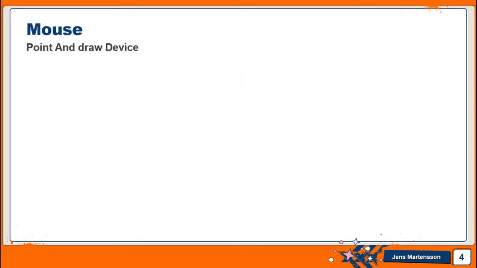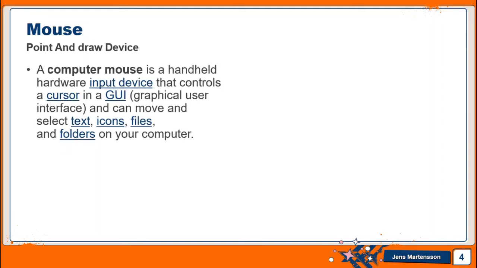Mouse. The mouse is a small device, a point and draw device. A computer mouse is a handheld hardware input device. Why? Because we can hold it in the hand and operate it. That's why a computer mouse is a handheld hardware input device that controls a cursor in a graphical user interface and can move and select text, icons, files and folders on your computer.